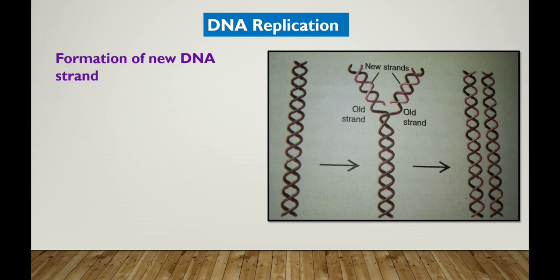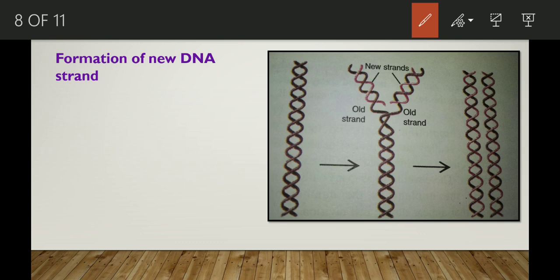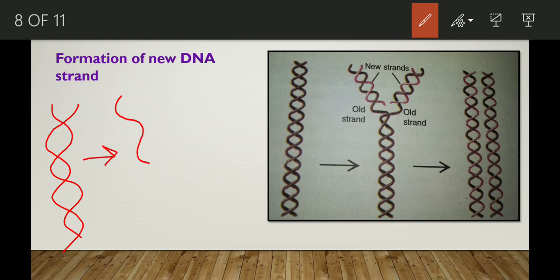Now what is DNA replication? DNA replication means the formation of a new DNA strand. Here a new DNA strand will be formed. You can see the picture and I am also showing. Suppose this is a DNA, and when DNA replication occurs, this is a process of formation of a new DNA strand. Now what will happen? Along with the old strand of the DNA, a new strand will be formed.